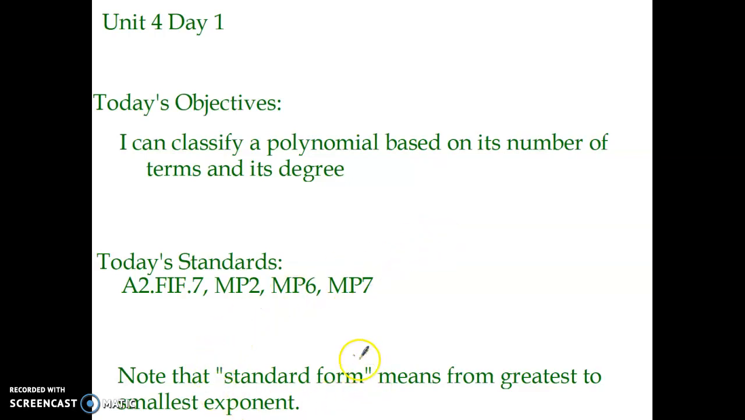One thing I wanted y'all to note, sometimes you'll see in directions in a test or in a book to put the polynomial in standard form. And standard form just means start with the biggest exponent and then go down to the smallest exponent. So x squared would come before x, which would come before the constant, or x to the third would come before x squared. But that's what it means to be in standard form, from the largest exponent down to the smallest.